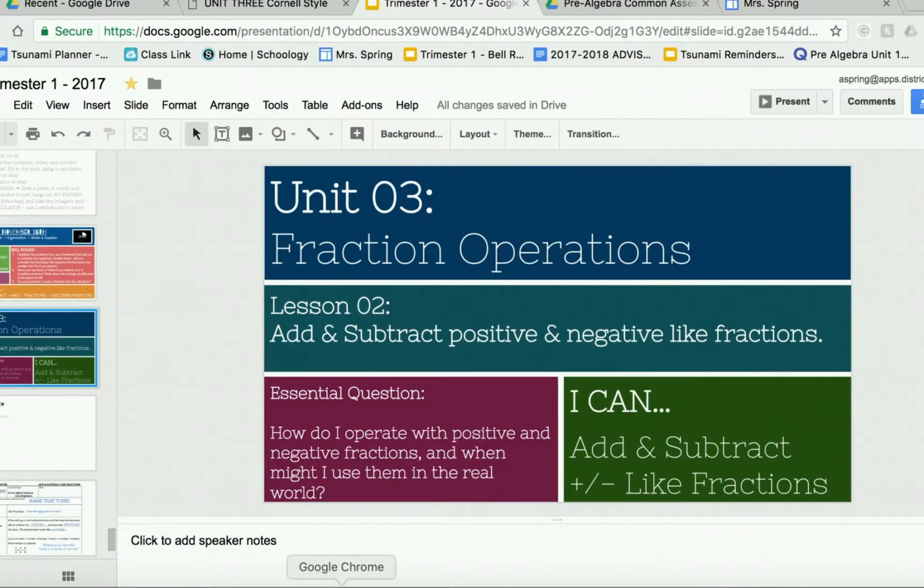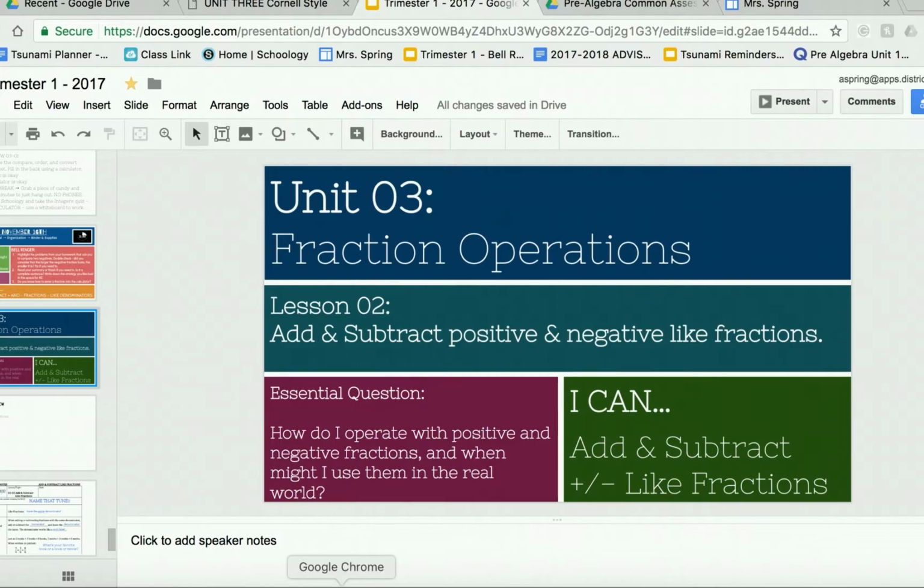Hello everybody, happy Thursday to you. We are diving right into Unit 3, Fraction Operations. This is the second lesson. We are going to add and subtract positive and negative like fractions. Everybody cheer, either out loud or in your head, because I know you're thrilled to be learning about this.